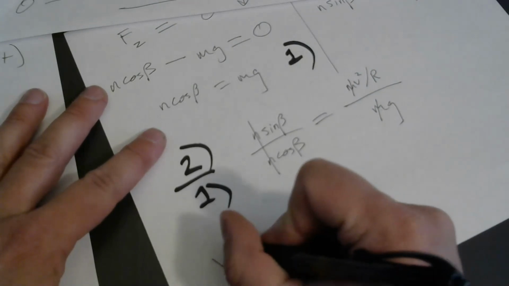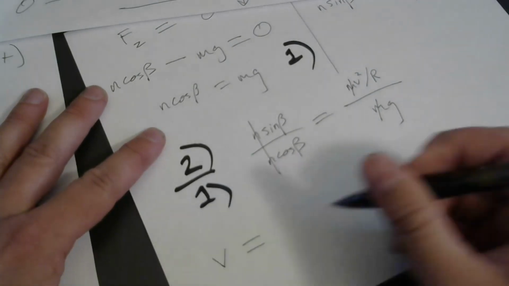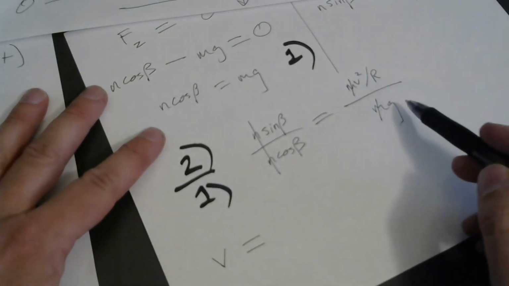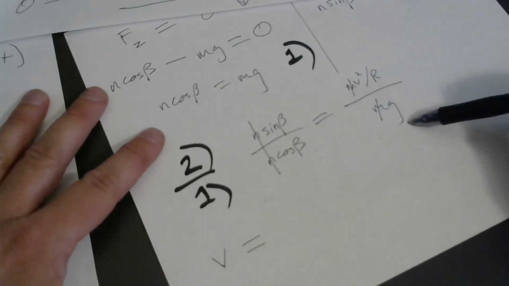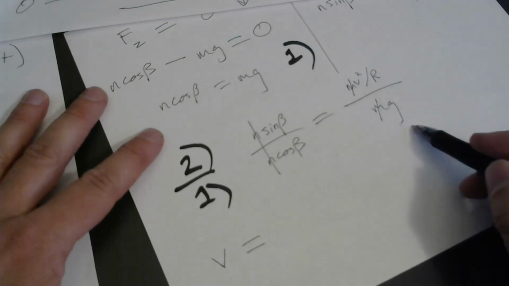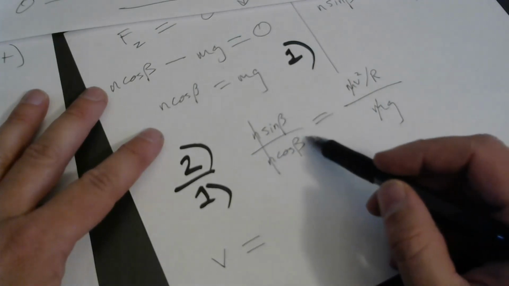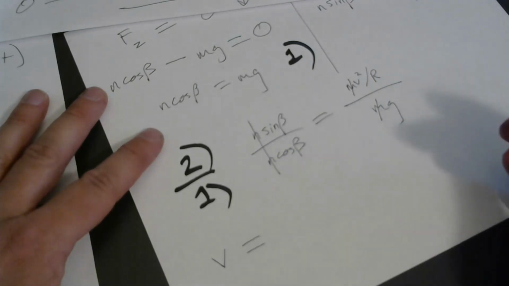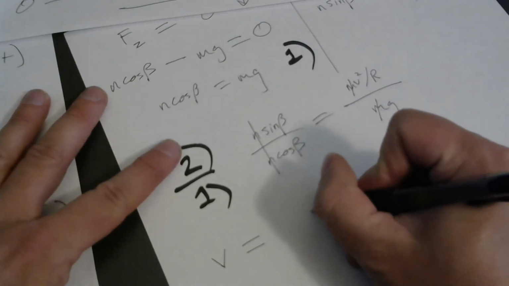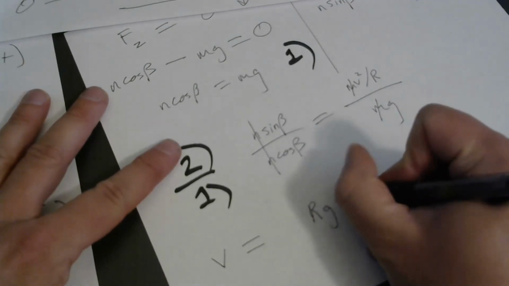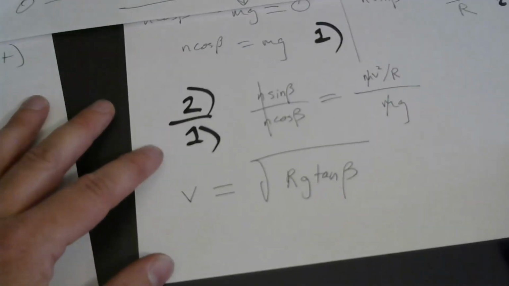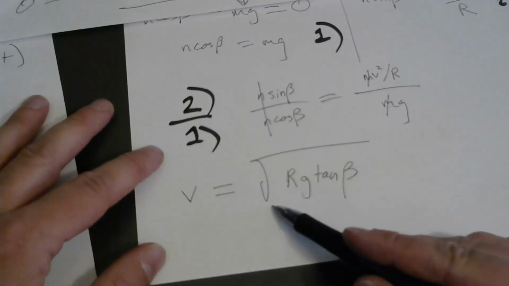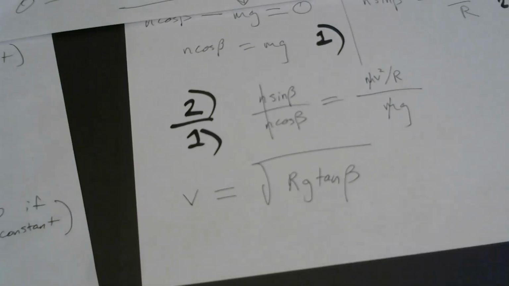V squared has to be, well, I guess I'll go ahead and take the square root. If you're dividing by r and dividing by g, aren't you dividing by rg? So I will move the rg over here. What's the sine over the cosine? Can't we just call that the tangent? Here's what I get. Root rg tan beta. Whoa. This is not a range of values. This is a single value.